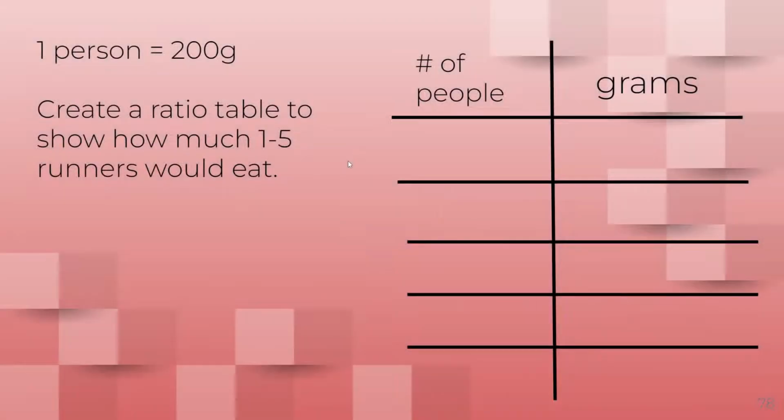All right, so let's take a look at our ratio table that we need to create to help the organizers of our event. So we're going to create a ratio table with the number of people on one side and the grams on the other side. Please do that now on the next clean page of your notebook. And we're going to keep in mind that one person is equal to 200 grams because the organizers wanted to provide 200 grams of watermelon per person. So one person would be 200.